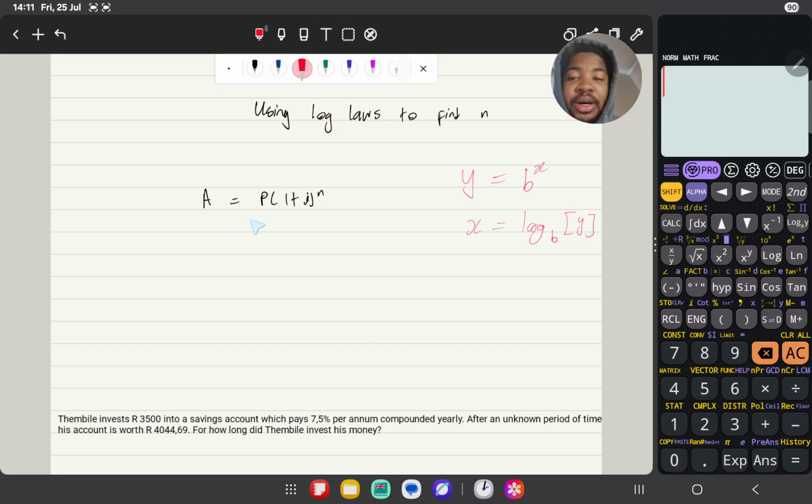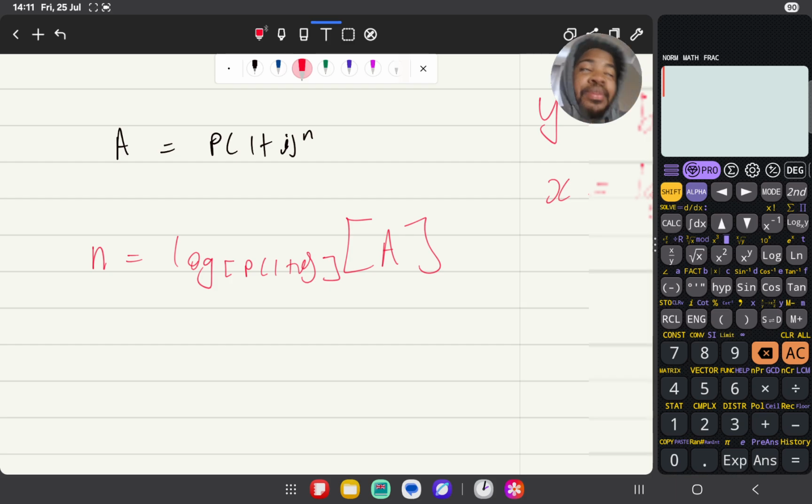Cool. So when we come to this side, you have this. One person can actually say, which is what I'm going to do, and it is wrong, don't do it. I'm just showing you a possible mistake one could commit. It's saying that n is going to be log of P times (1 plus i), and then here you have A, right? This is wrong, you can't do that.